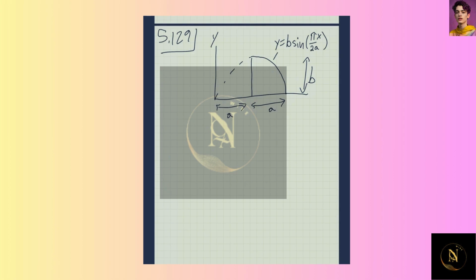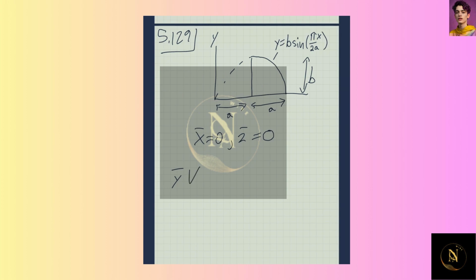Problem 129 asks to find the centroid of a volume generated by revolving this portion of the sine curve shown in the diagram and revolving it around the y-axis. Now, since it's being revolved around the y-axis, just looking at symmetry, we see that the centroid in the x direction and z direction are going to be equal to 0 because it's going to be symmetrical about those axes.